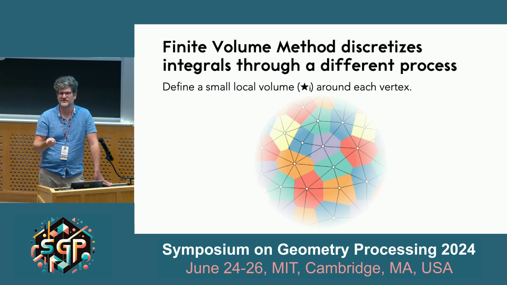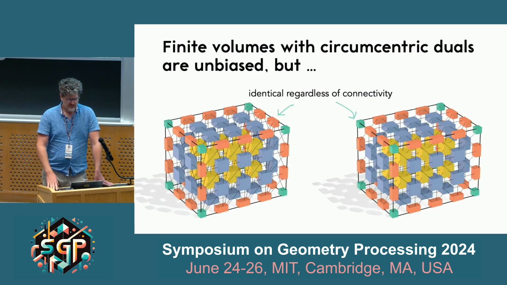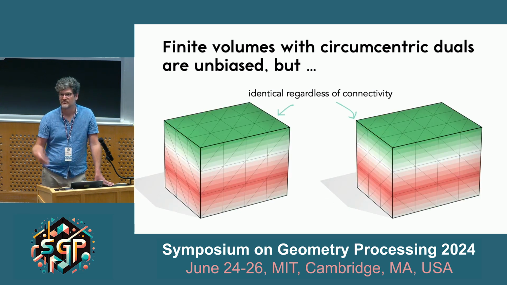So the points are 0-dimensional and these regions are 2-dimensional. Once we've defined these regions, we have one for each vertex, so that's my star I for that particular vertex. Then I can go about discretizing those integrals that I mentioned before, and I'll get into that in a little bit. Finite volumes work really well for the regular grid if we use these Voronoi type of dual volumes. They're completely unbiased for the regular grid. We get exactly the same dual volumes regardless of the tetrahedralization of that grid, and we get a perfectly symmetric solution.